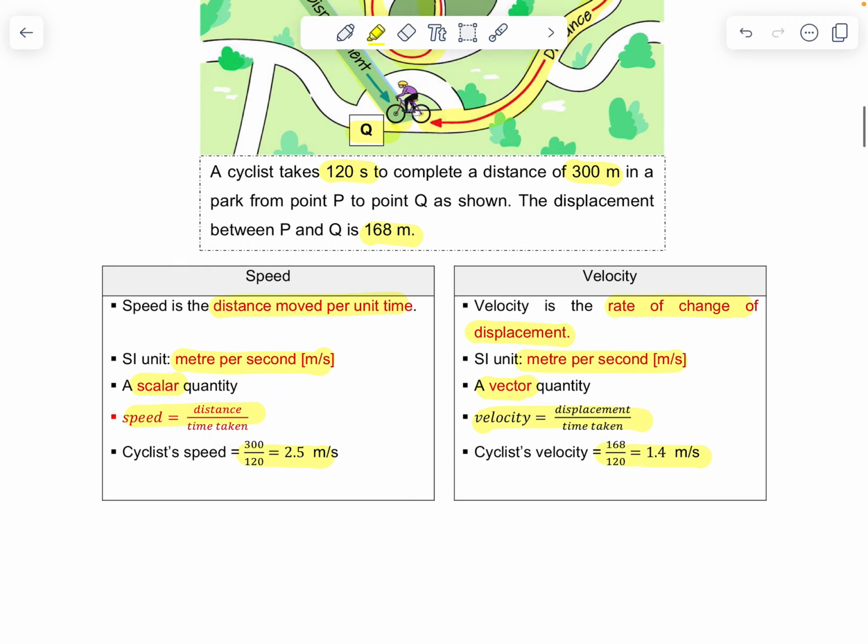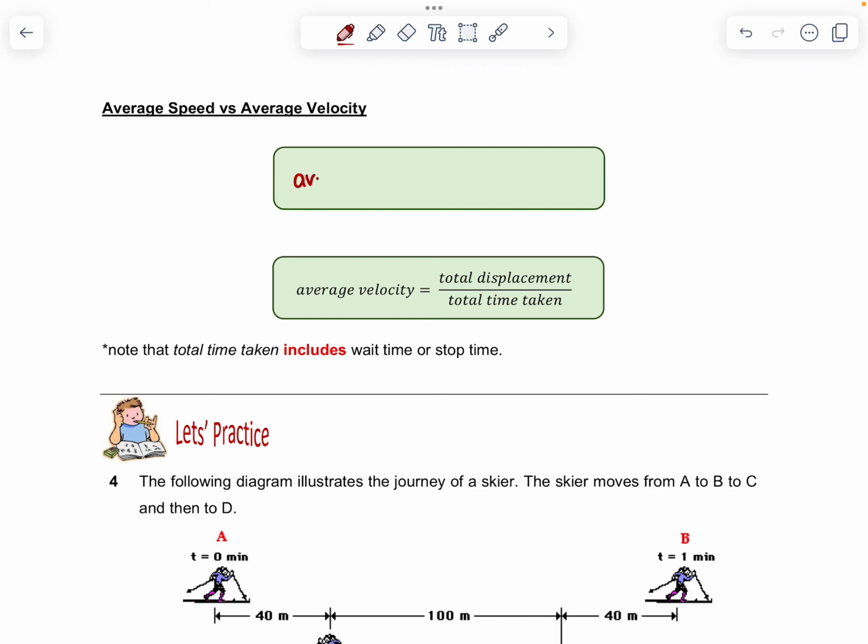Okay, so what is the formula for average speed? Average speed is equal to total distance over total time taken. This total time taken also includes any wait or stop time. Average velocity is just total displacement, instead of distance, over time.